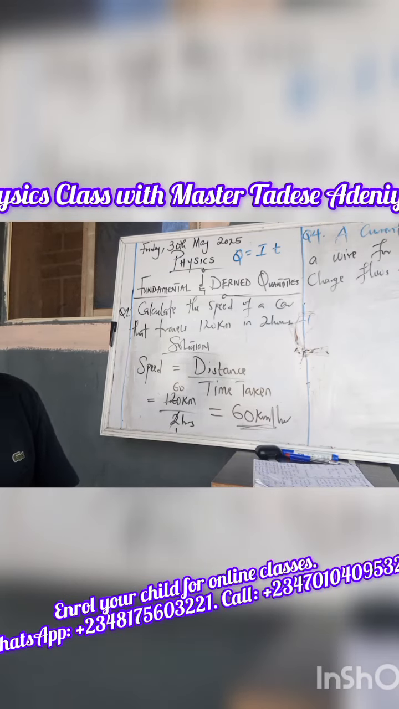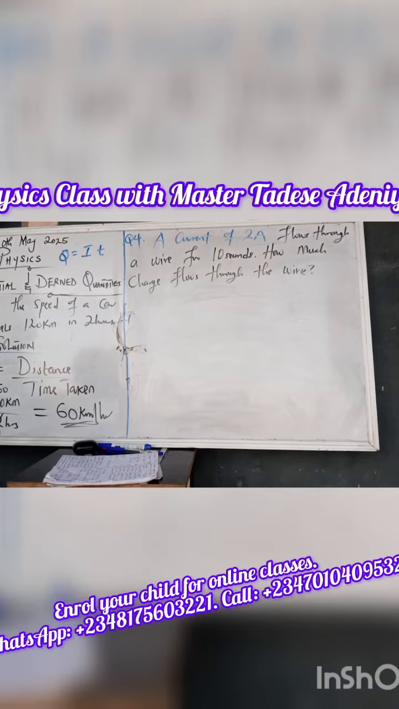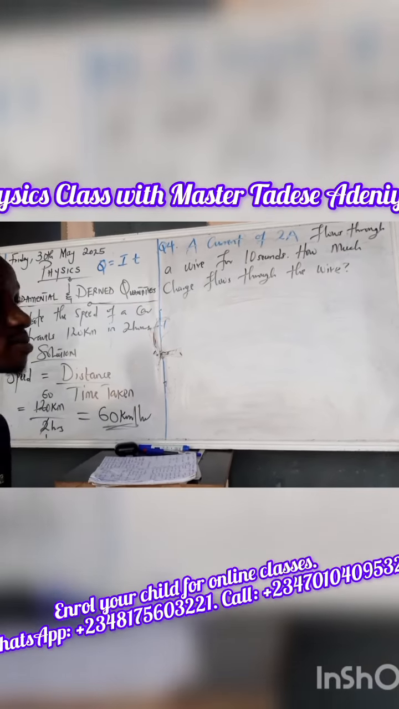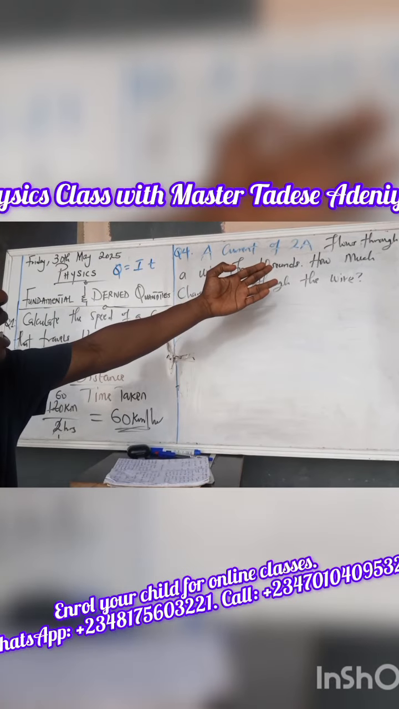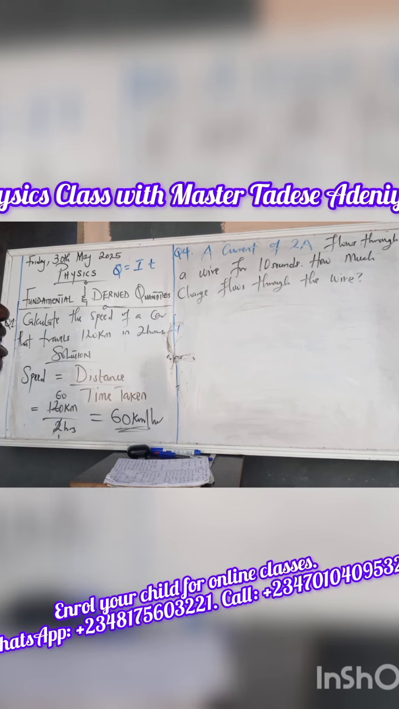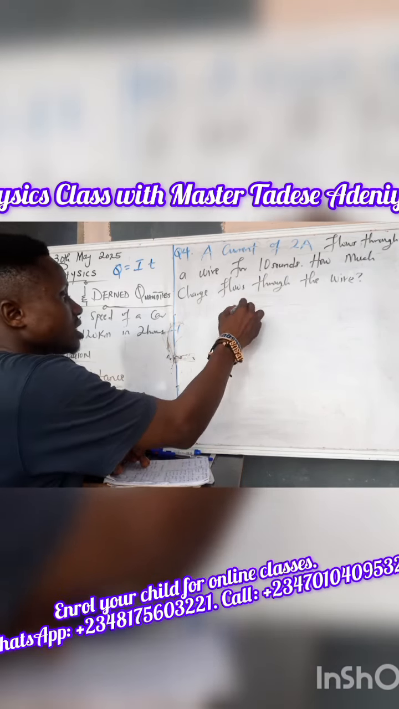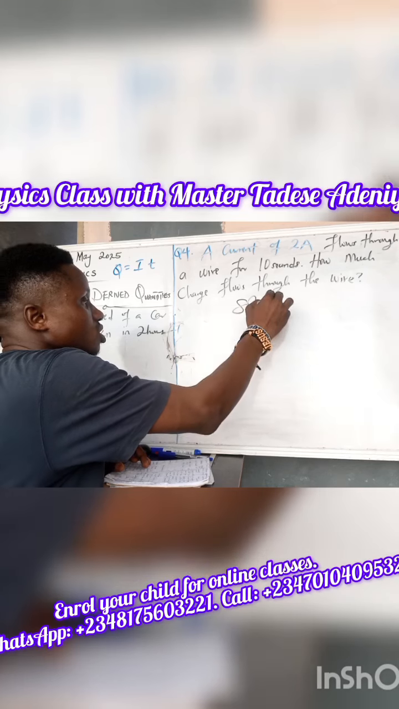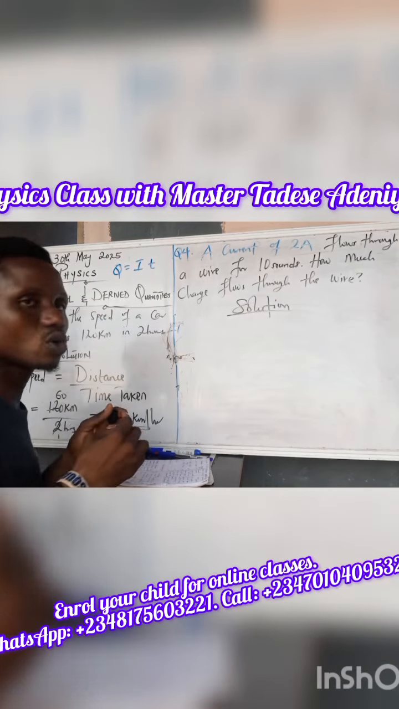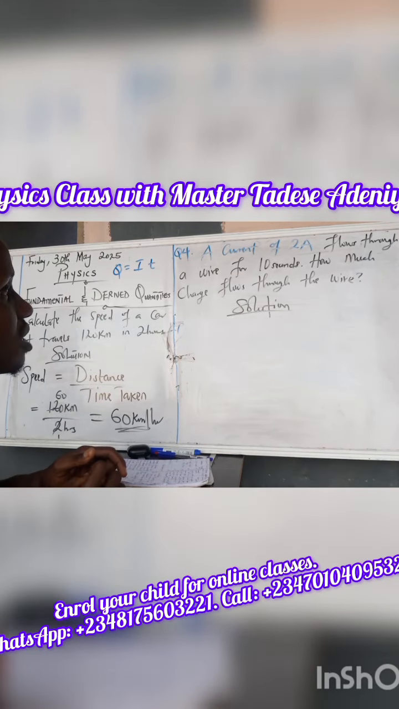On the other part of the board, we have another question, which says a current of 2 amperes flows through a wire for 10 seconds. How much charge flows through the wire? For us to look at the question very well, we have to understand the question.